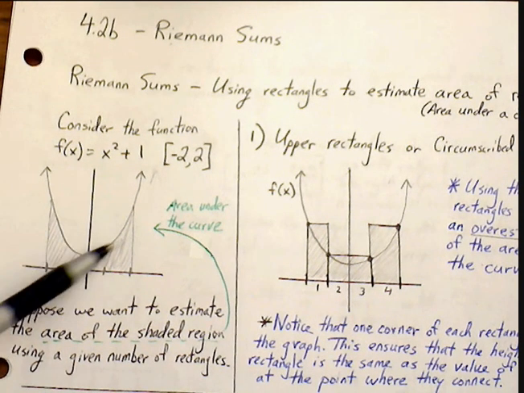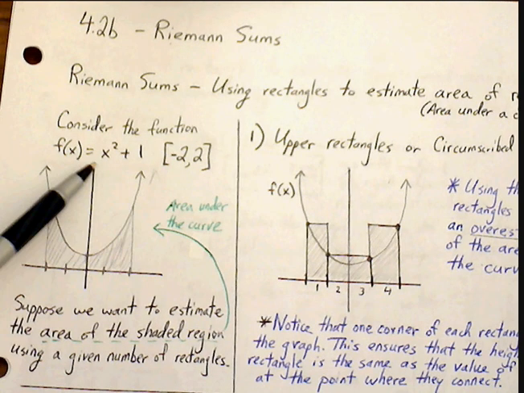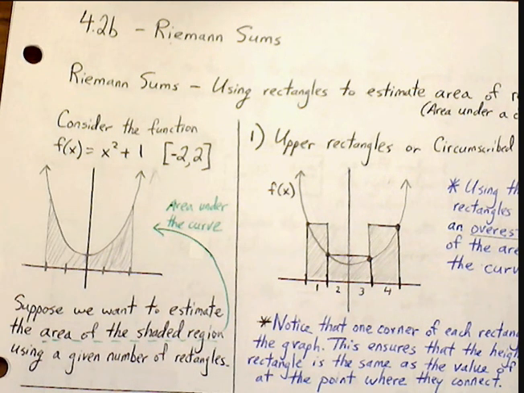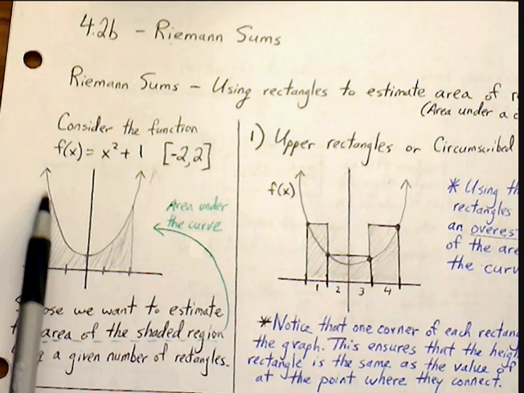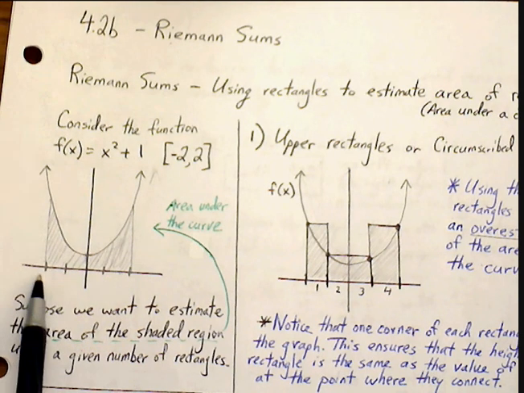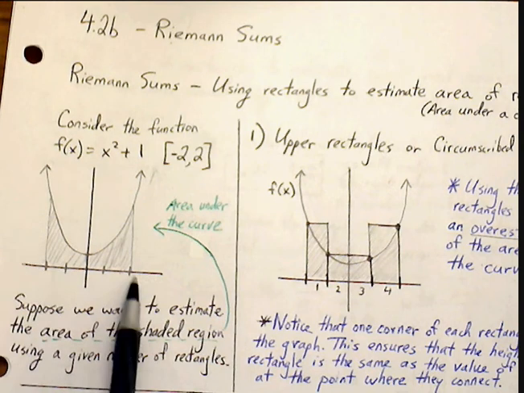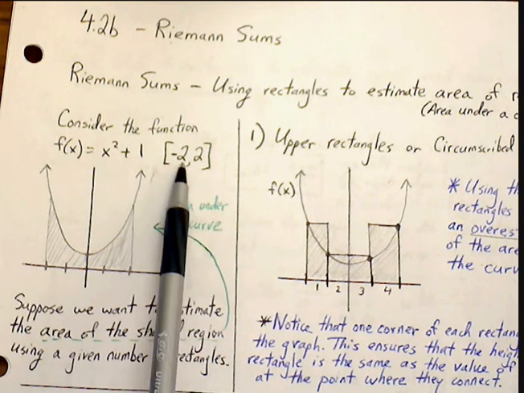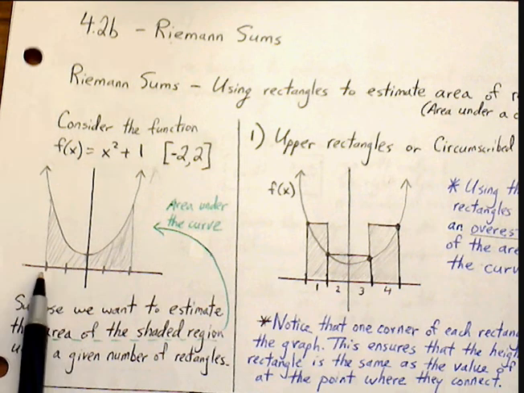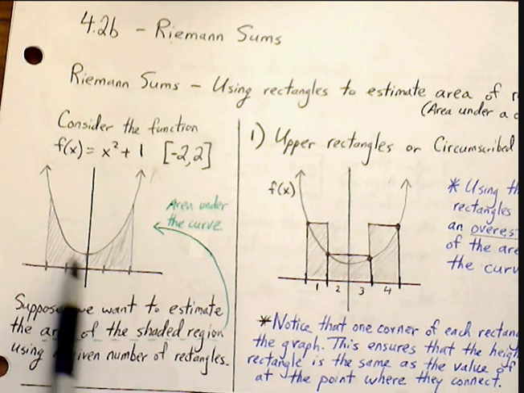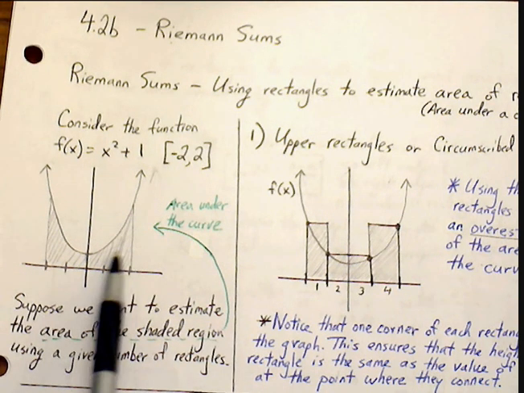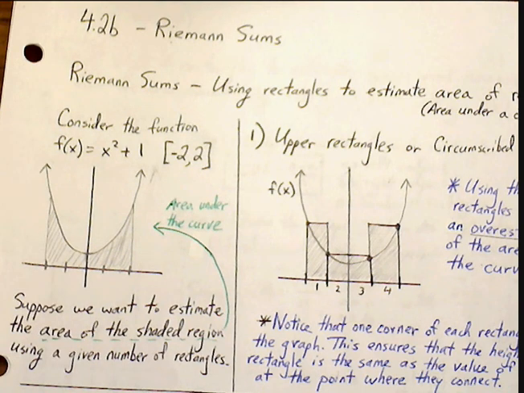So we see the curve here, x squared plus 1. The region that we're going to be considering is the area that is under the curve, above the x-axis, and between the two endpoints, x equals -2 and x equals 2. So we have this enclosed region that we're trying to find the area for.